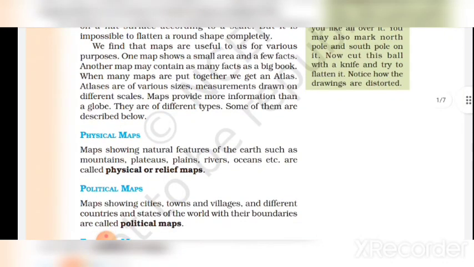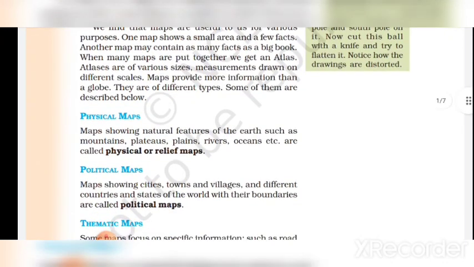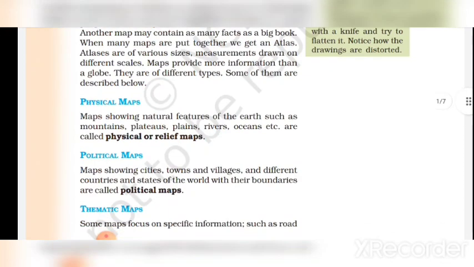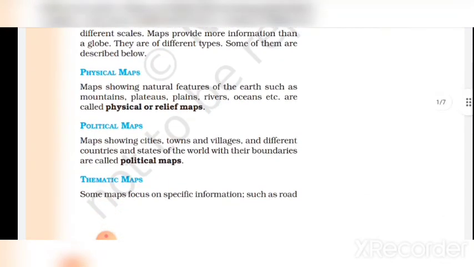Maps provide more information than a globe. They are of different types. Some of them are described below. Physical maps. Maps showing natural features of the earth such as mountains, plateaus, plains, rivers, oceans, etc. are called physical or relief maps.